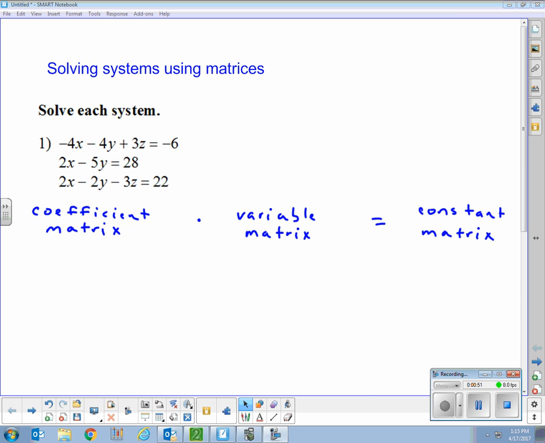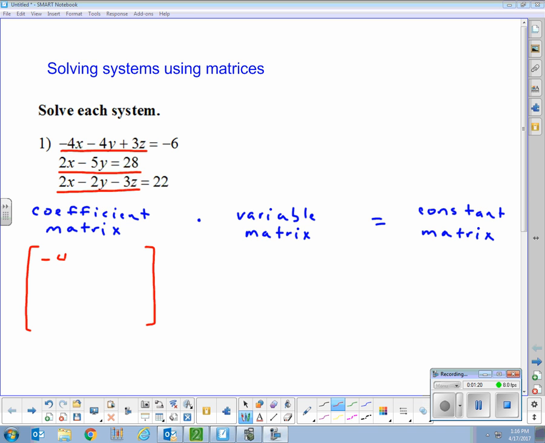So for your coefficient matrix, you just list all the coefficients. It does have to be a square matrix. When you solve 3 equations, 3 unknowns, you're going to have a 3 by 3 coefficient matrix. If you were going to solve 4 equations and 4 unknowns, you would have a 4 by 4. So you just look at the rows, coefficients, and they have to be in the same order, x, y, z.